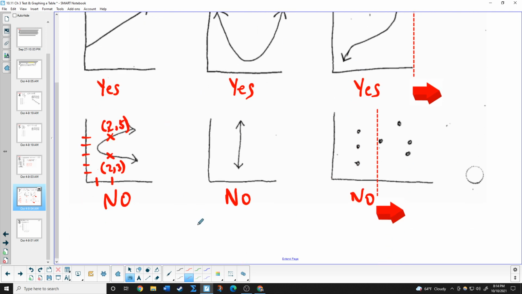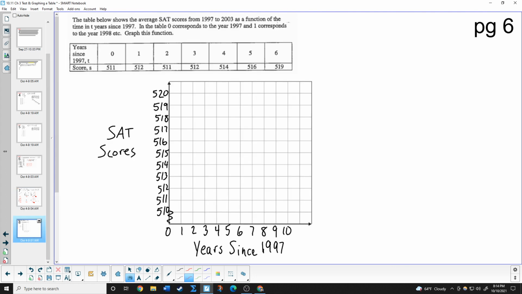All the ones on the bottom don't pass the vertical line test and therefore are not functions. All right, let's take a look at our last one. This is on page 6, jumping back a little bit on the bottom.